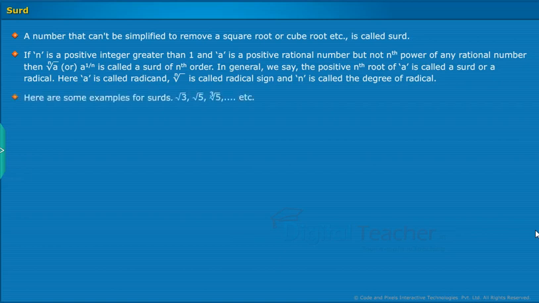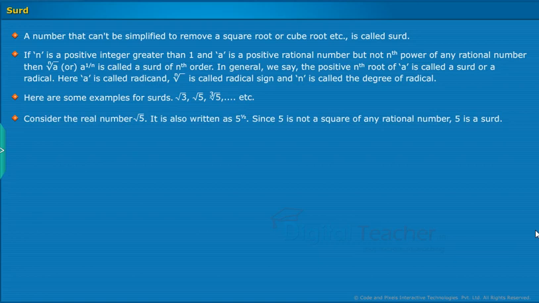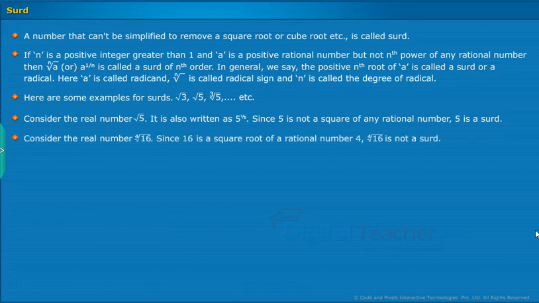Here are some examples of surds: root 3, root 5, cube root 5, etc. Consider the real number root 5. It is also written as 5^(1/2). Since 5 is not the square of any rational number, root 5 is a surd. Consider the real number 4th root of 16. Since 16 is the fourth power of the rational number 2, the 4th root of 16 is not a surd.